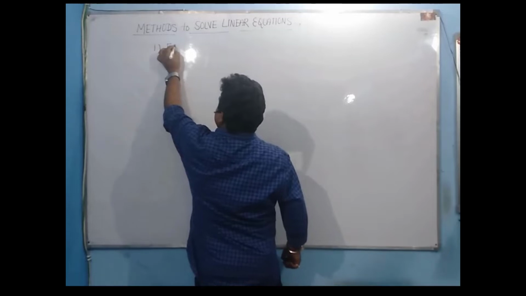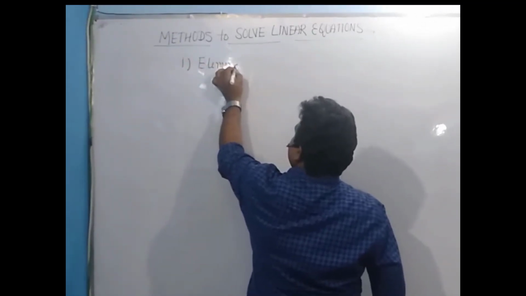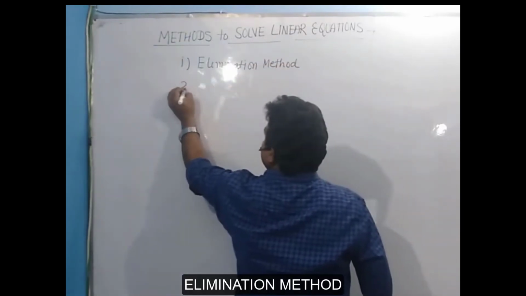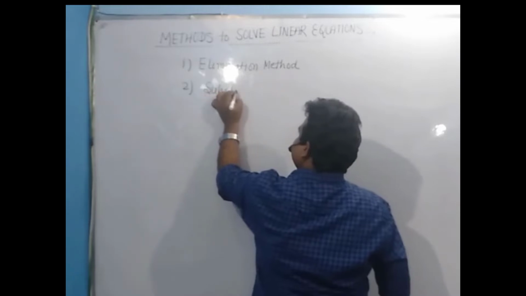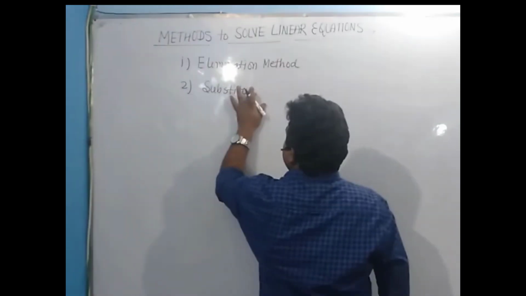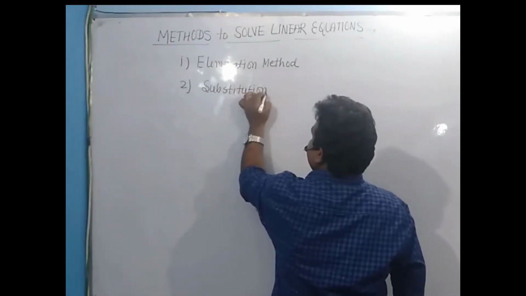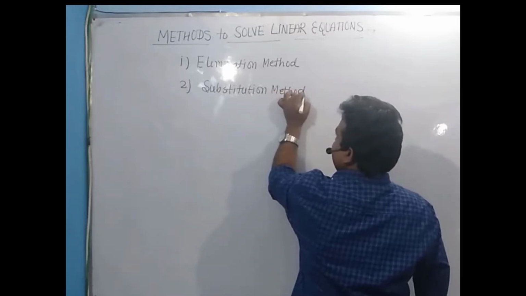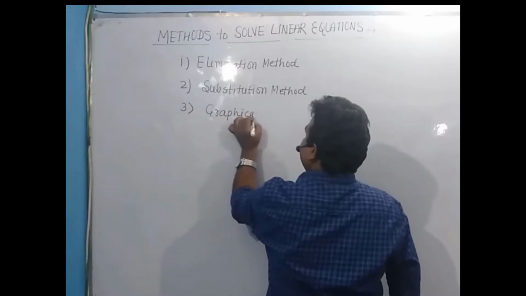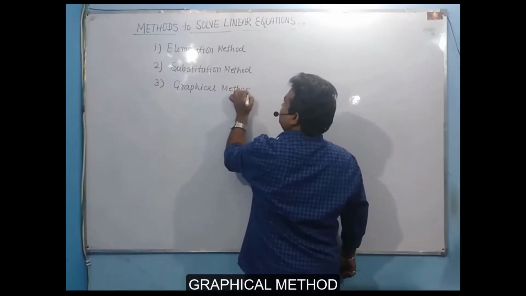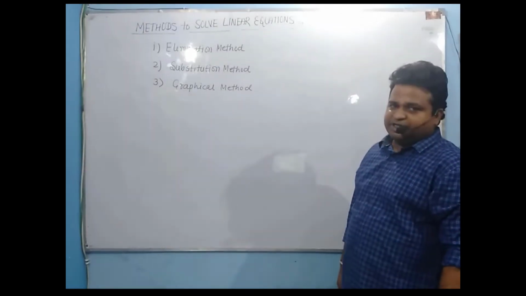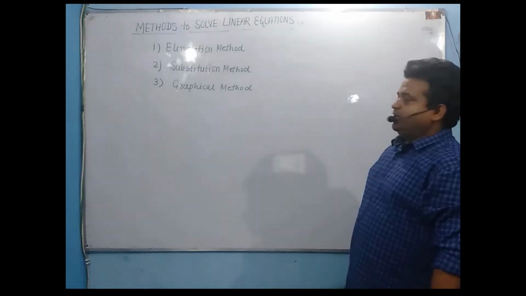First one is elimination method. Second one is substitution method. Third one is graphical method. So these all are the methods to solve linear equation: elimination, substitution, and graphical method.